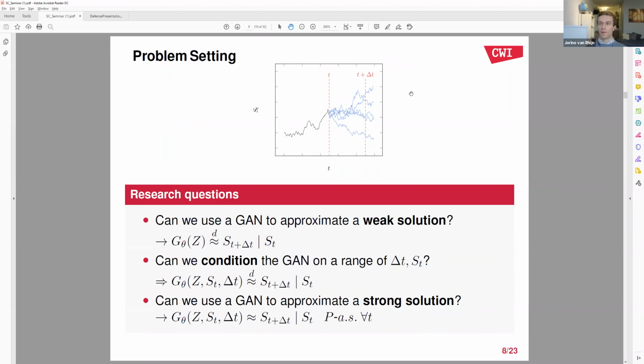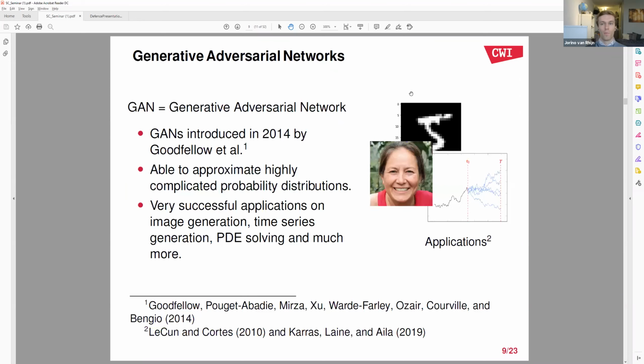The last question was, okay, what if we made that all work? Then does that mean we can also use a neural network to find a strong solution? So that's basically the outline of what I've been looking into. So let's look at what a GAN is.